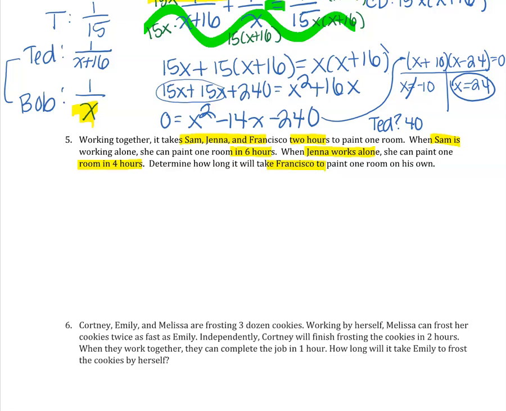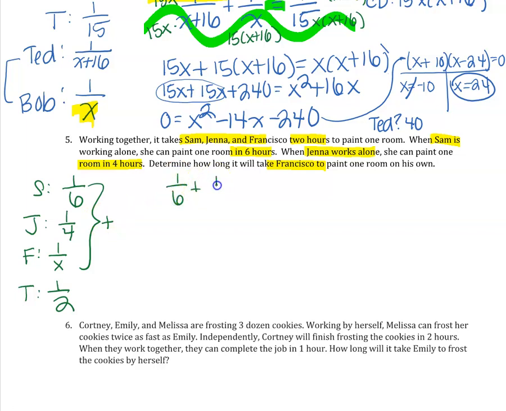So guys, it's the same thing. You've got Sam working in 6 hours, Jenna working in 4 hours. We don't know Francisco, but we know together they can do the job in 2 hours. So rather than having individual plus individual equals together, you just have 3 individuals. No big deal. Add these all together. So 1 over 6 plus 1 over 4 plus 1 over x equals 1 over 2.